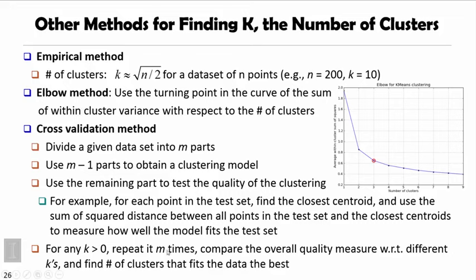Since for cross-validation you repeat this m times, you can compare the overall quality measure with respect to different cases. Then you find what is the best number to fit the data best. That means you get the overall quality measure, the lowest SSE, for this particular K. You say this is the right number of clusters.